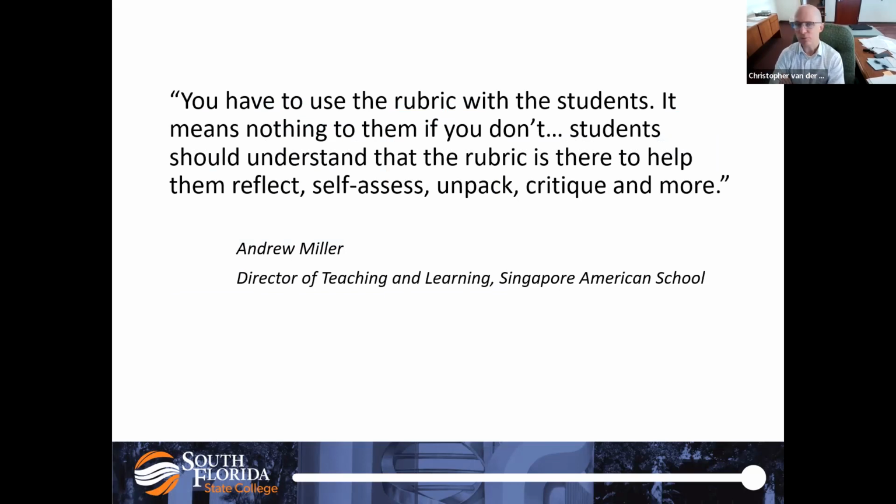You have to use the rubric with the students. It means nothing to them if you don't. Students should understand that the rubric is there to help them reflect, self-assess, unpack, critique, and more. Do you share your rubrics with your students? And how do you do that? Any comments or ways you do that? You've integrated that into your instruction?